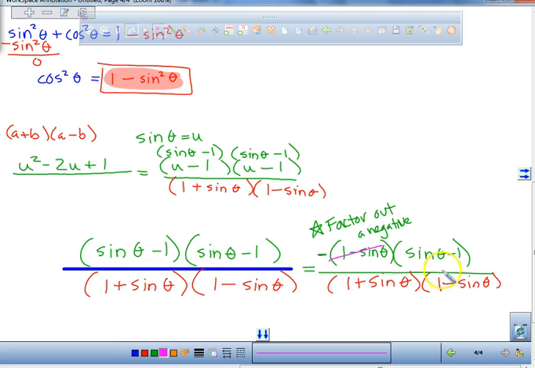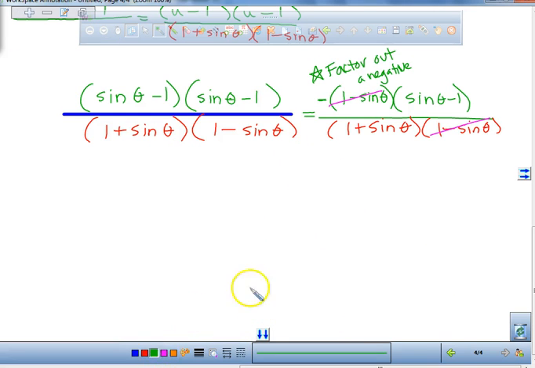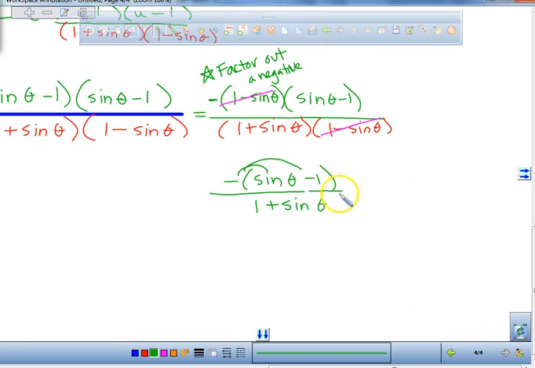We can cancel out this 1 minus sine of theta and this. So Emily, here's what you have. You have a negative sine of theta minus 1 over 1 plus sine of theta. Well, look what happens when you distribute that back in. When you distribute this back in, what do you get?